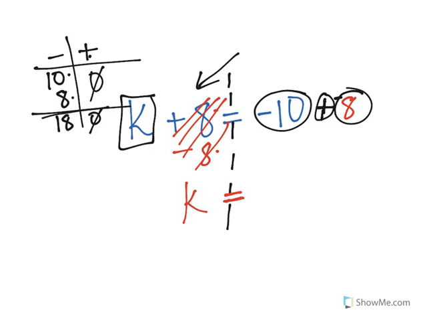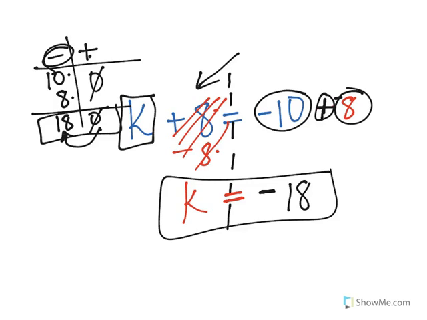Alright, so now let's look at the final score. 18 versus 0. Which team won? The negative team scored more points, so I'm going to put that negative. By how many points did they beat them? By 18 points. So in this case, K is equal to negative 18.